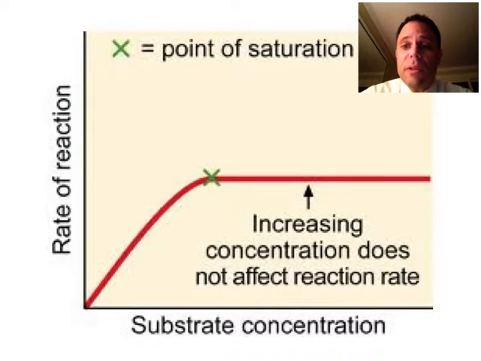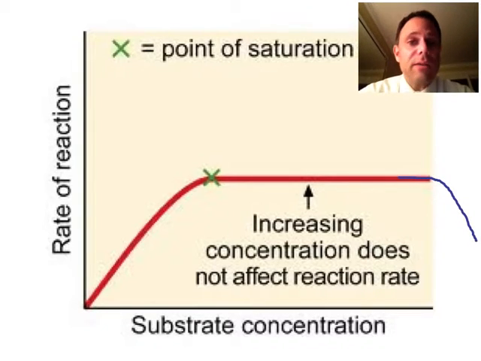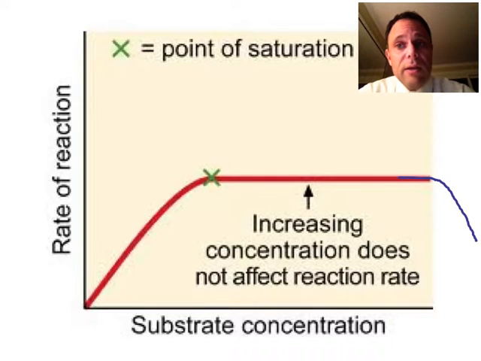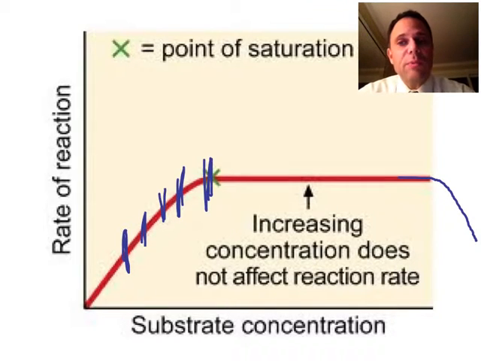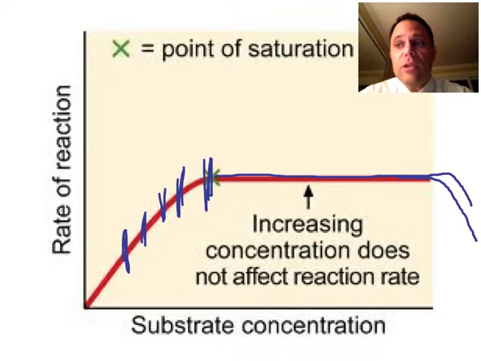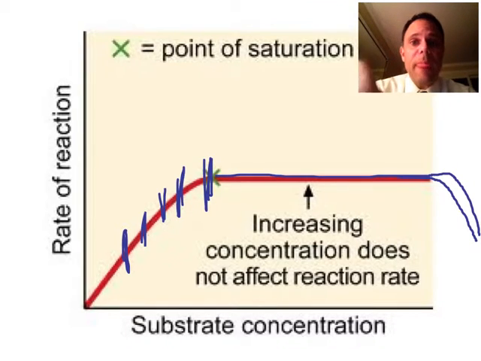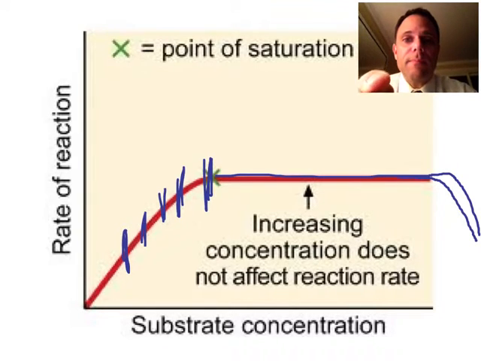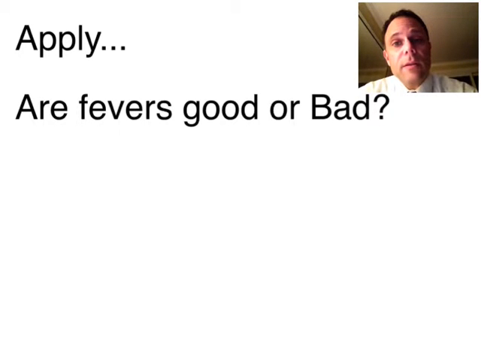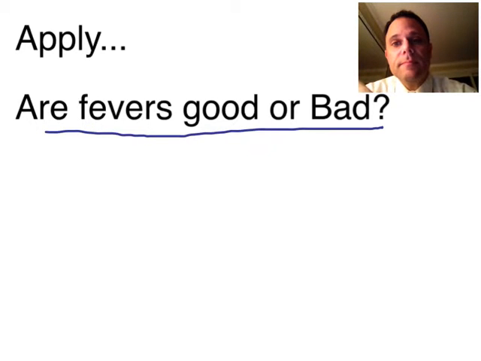And if we were to complete this line here, eventually it would drop as all the substrate is used up. Alright, so as you increase the amount of substrate, the enzyme will work better until it's working at its maximum rate. It will plateau, then eventually drop when there's no more substrate. So, next slide. Let's try to apply it to just one thought. Alright, so the question is this. Are fevers good or bad? I suggest they're good. Your body's doing it for a reason.